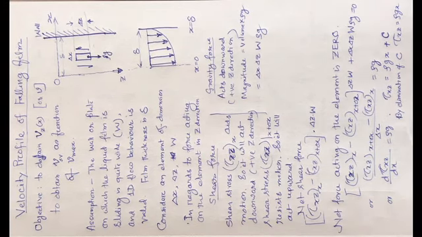Welcome to another video on velocity profile. So this time we are talking about the velocity profile of a falling film. When we allow a layer of liquid to fall along a vertical wall due to gravity, what will be the velocity profile? When we talk about velocity profile, we want to obtain two parameters.